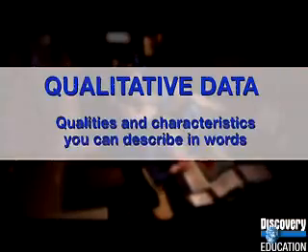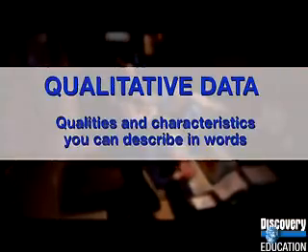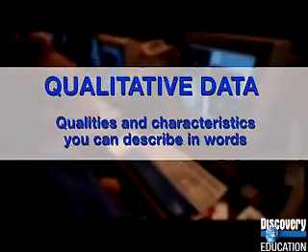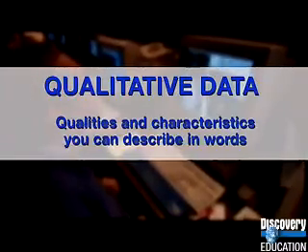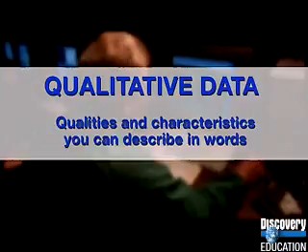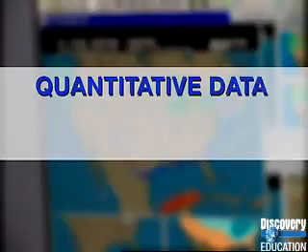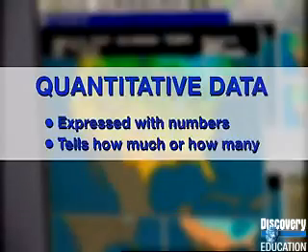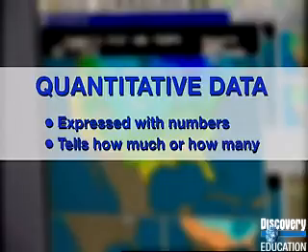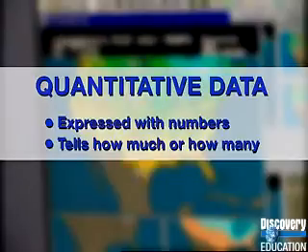Data can be qualitative or quantitative. Qualitative data are about qualities, characteristics that you can describe in words, like the way something looks, its color and shape. Qualitative data also may tell what type of thing it is. Quantitative data tell quantities, amounts expressed with numbers. They tell us how much or how many. Quantitative data include measurements like length, temperature, speed, age, or numbers of things.